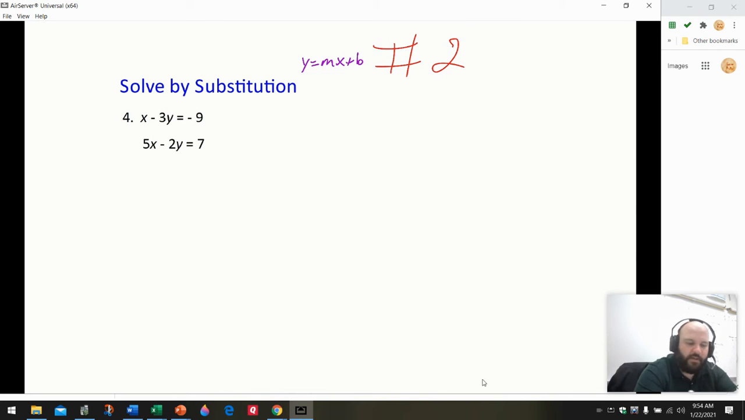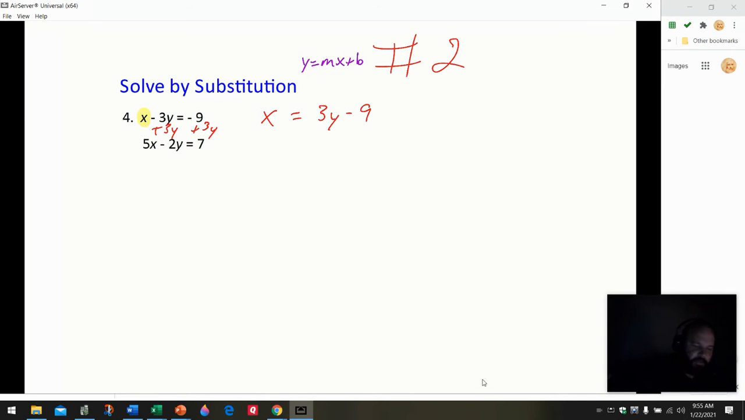As I said in the previous video, you always want to try to key in on a variable. If you have a variable that's by itself, that's going to be a good one to solve for. So you can see I highlighted that x right there. That x is by itself, so that is going to be really easy to solve for by simply adding 3y to both sides. So when I do that, I end up with x equals 3y minus 9.